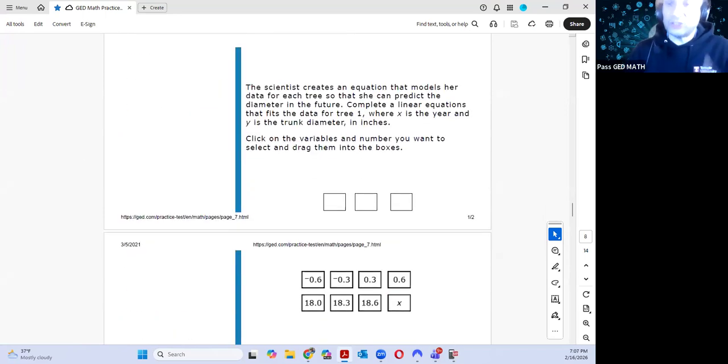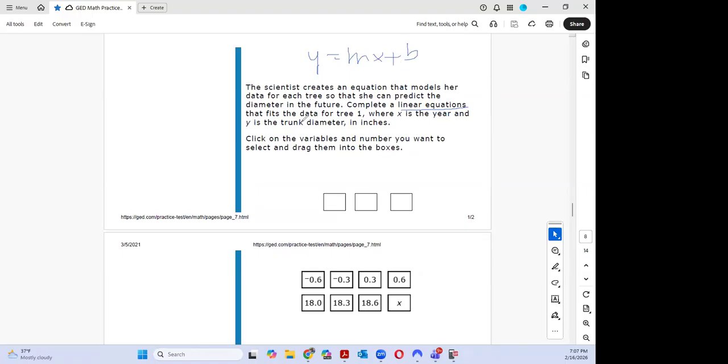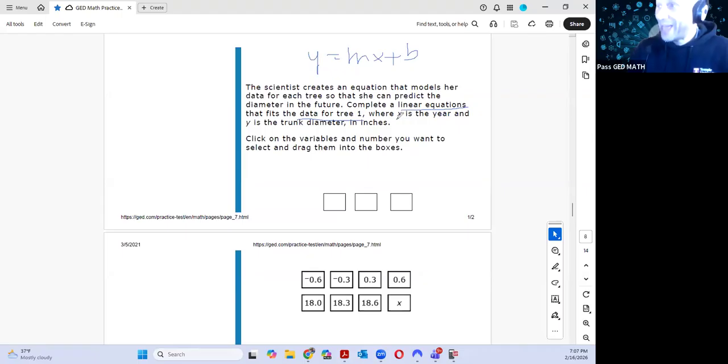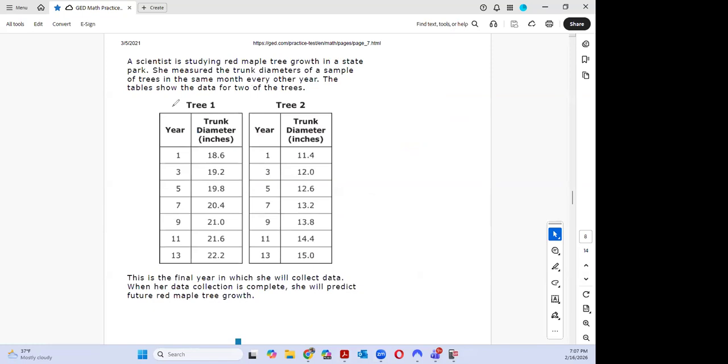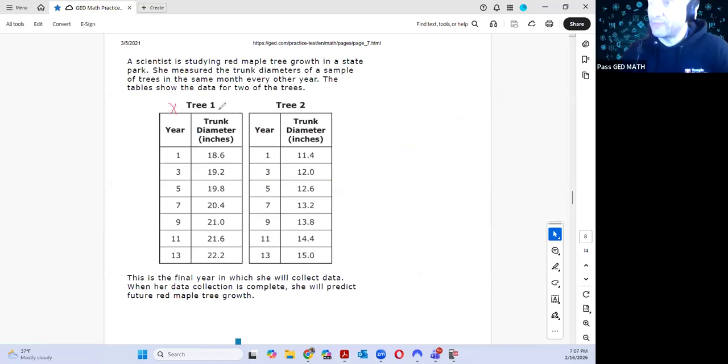Again, read the question first. Identify your givens. Identify what they want to know. So first of all, they want a linear equation. If they want a linear equation, you should be thinking y equals mx plus b. That's right from the formula sheet. That fits the data for tree 1, where x is the year and y is the trunk diameter. So now let me go to my table for tree 1.